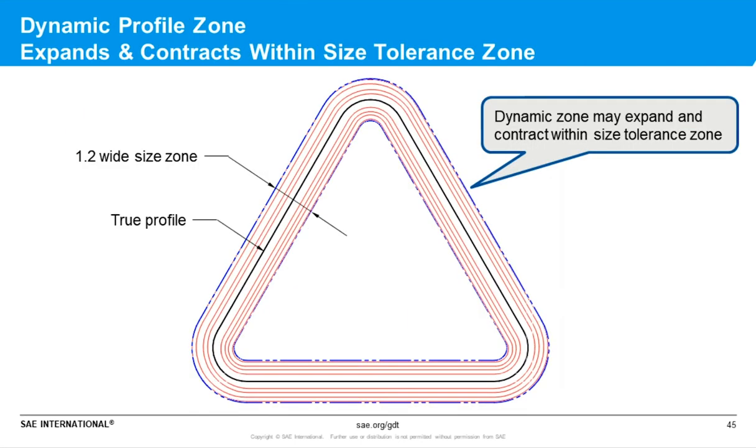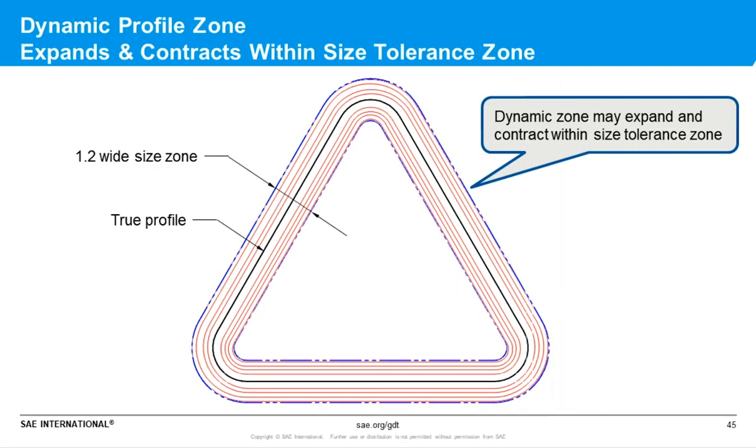If we take a closer look at this in the next slide, we see the 1.2 wide size tolerance zone, and then we see the true profile. Of course, that size tolerance zone is centered, fixed about that true profile. And then we see that much smaller 0.2 wide form tolerance zone for the dynamic tolerance zone. The dynamic profile tolerance modifier tells us that since that smaller zone is only controlling form, it's allowed to expand and contract within that much larger 1.2 size tolerance zone.